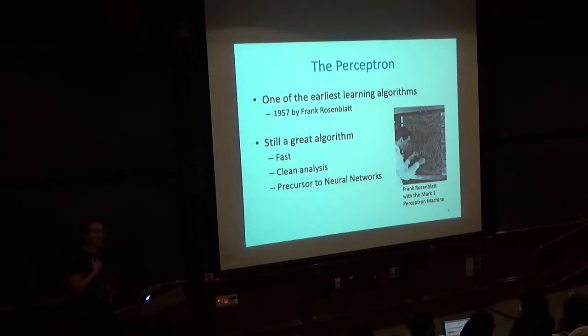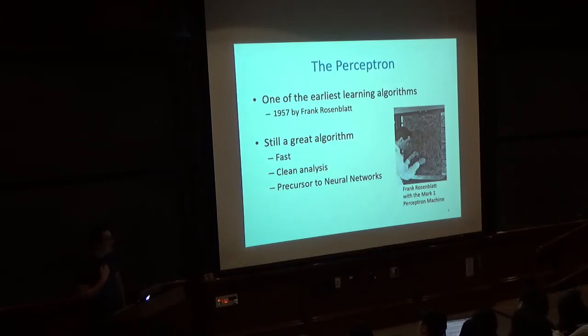Okay, so let's start with the Perceptron algorithm. It is arguably, well, it is certainly one of the earliest learning algorithms, arguably the earliest, although the origins of machine learning are sort of murky. It's still a great algorithm for many applications, at least the simpler ones. It's fast, it has a very clean analysis, and in many ways the Perceptron was the precursor to artificial neural nets and deep learning that we use a lot these days.